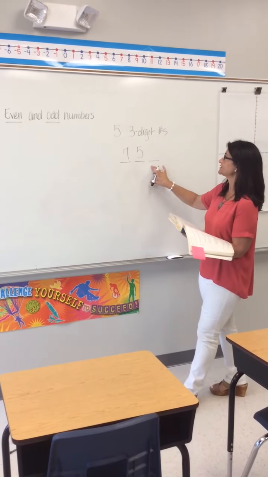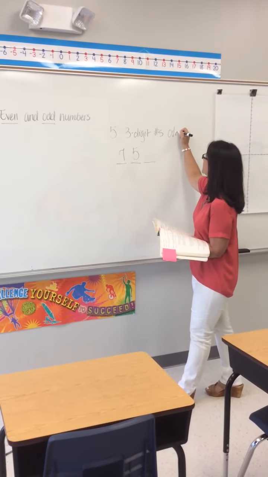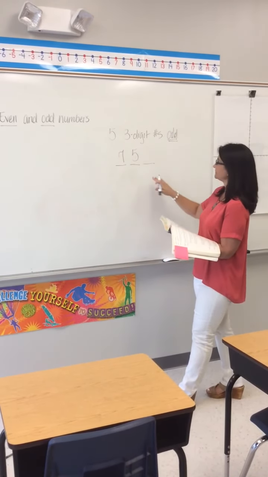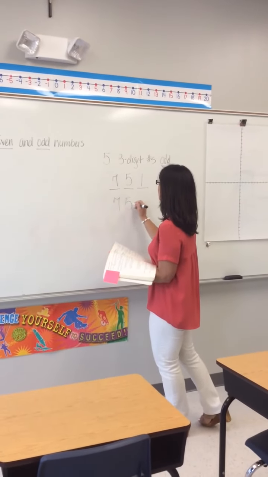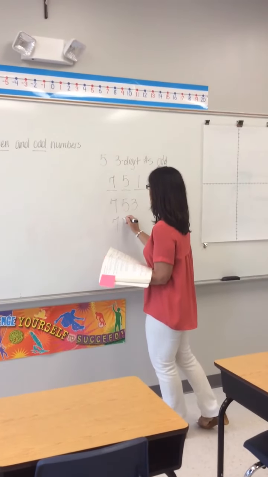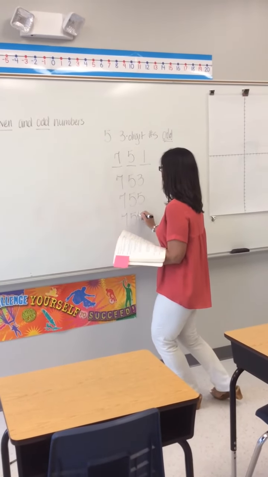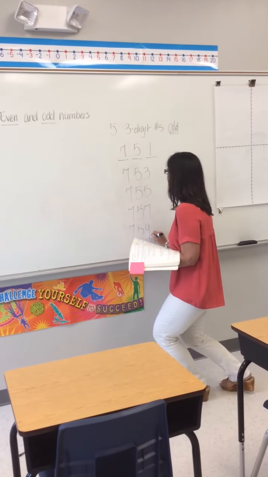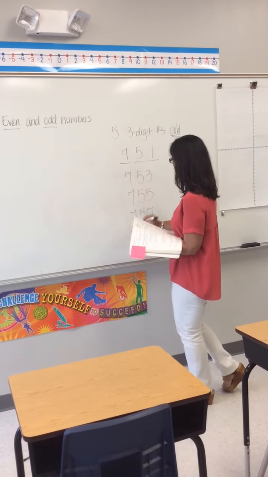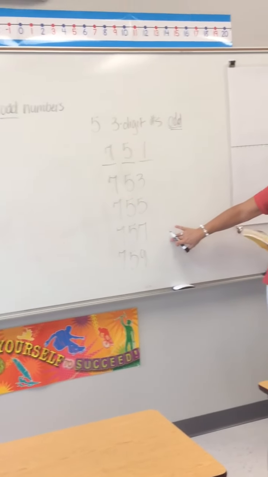Well, if it's going to be odd, it has to end in an odd number. So we can put a 1 there, we can put a 3 there, we can put a 5 there, we can put a 7 there, and a 9 there. Do I have 5? 1, 2, 3, 4, 5. Yes. Here are 5 3-digit numbers that are all odd.